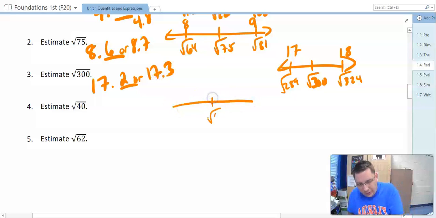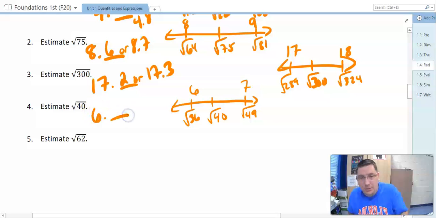Look at square root of 40 here. What's it between? What do you have on the left? We have the square root of 36. On the right is the square root of 49. Square root of 36 is 6. Square root of 49 is 7. So what is this going to be?